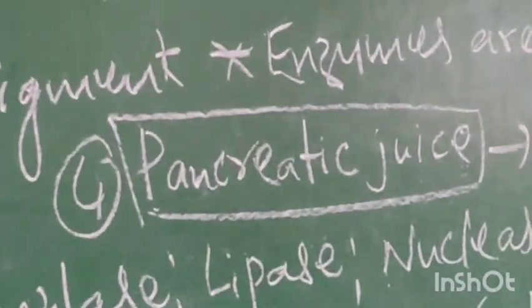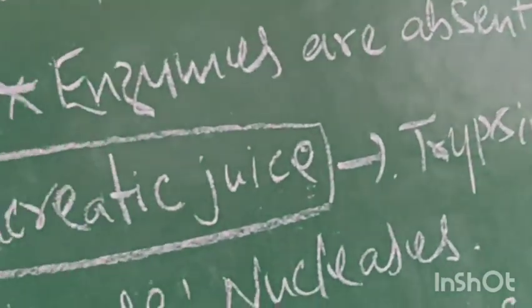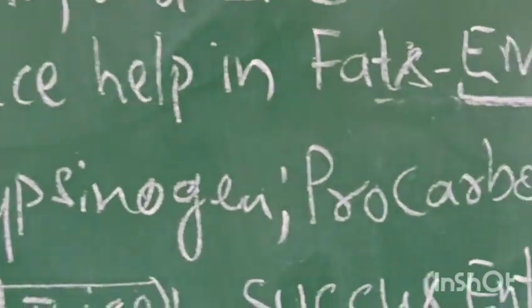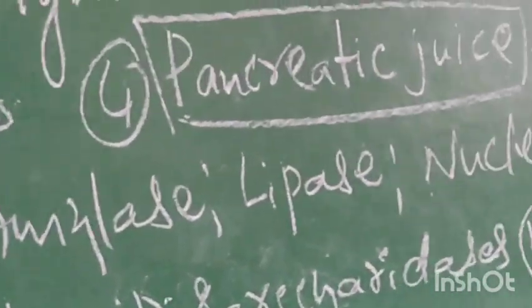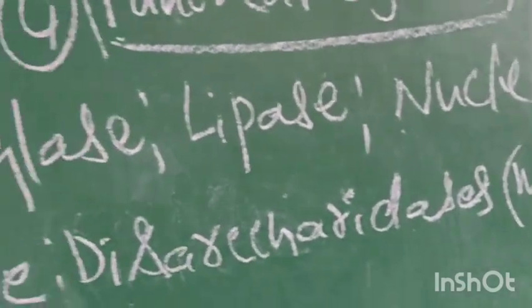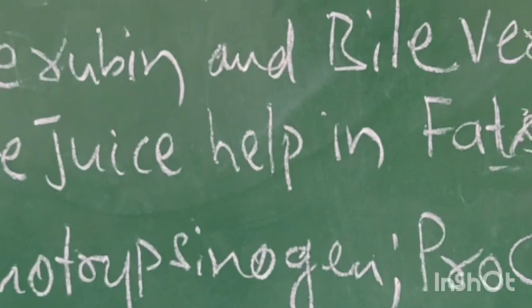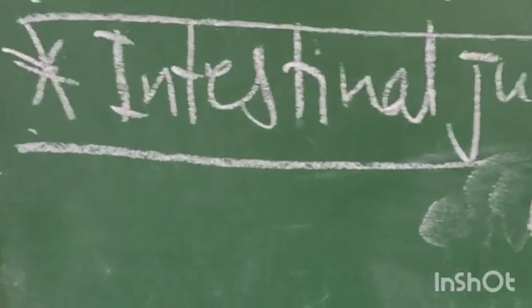Now come to the fourth juice, pancreatic juice. Trypsinogen, chymotrypsinogen, procarboxypeptidase, amylase, lipase and nucleases are the enzymes which are present in pancreatic juice. Now the fifth one, intestinal juice.